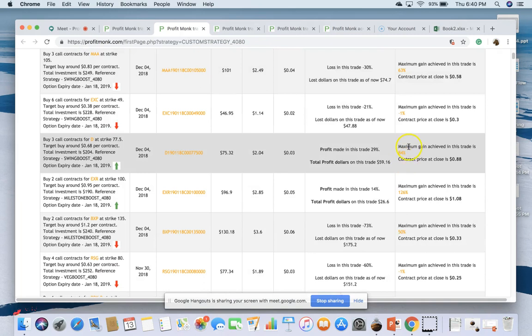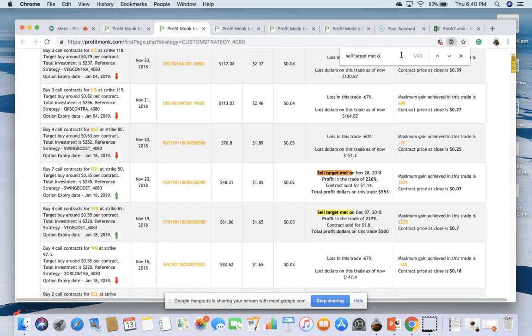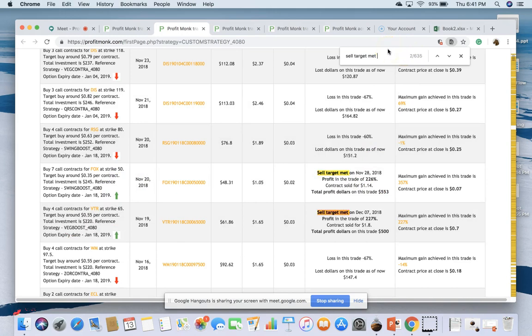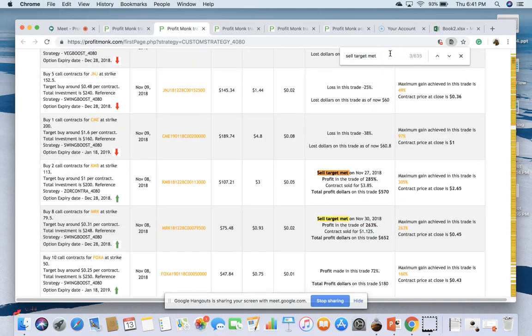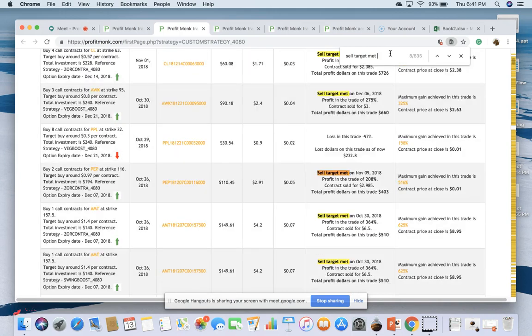And this is very interesting. If you start searching for sell target, wherever sell target was met, you can see the trades that were made in November, we actually started closing them, and you just have to follow these two dates especially. This is when the idea came up, this is when the sell target was met. So lots of recent trades in November got closed.